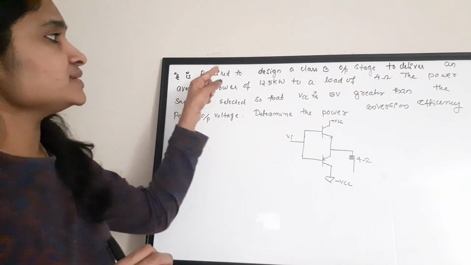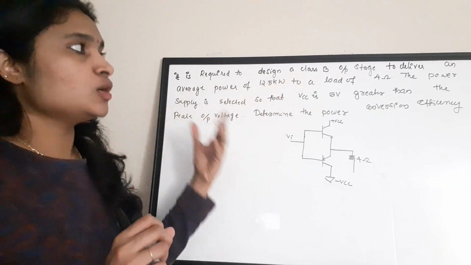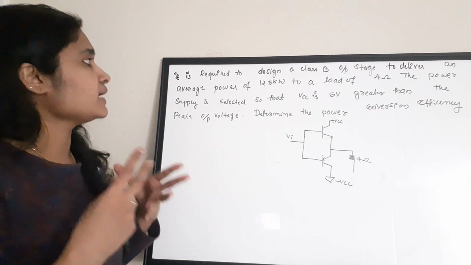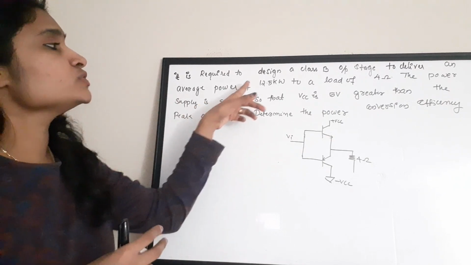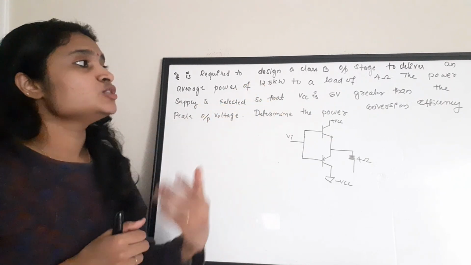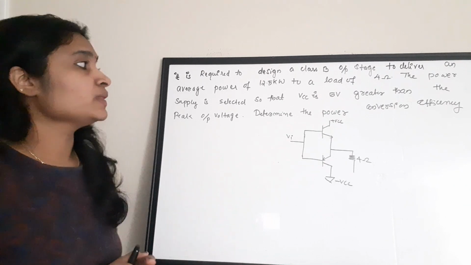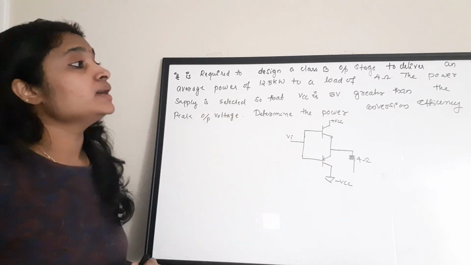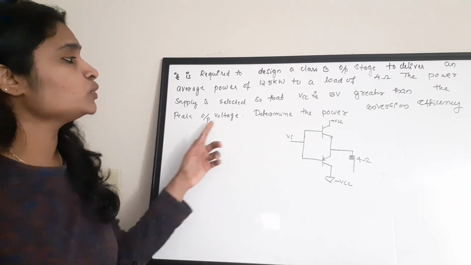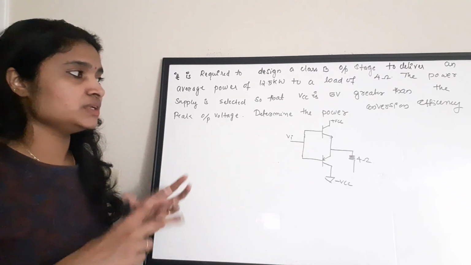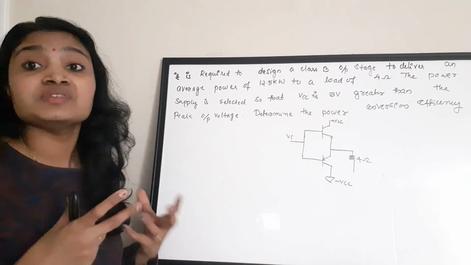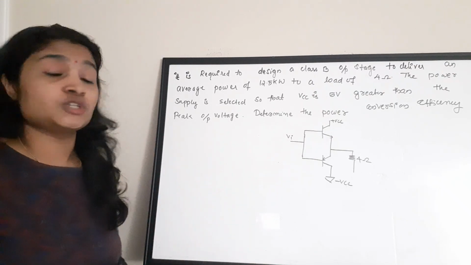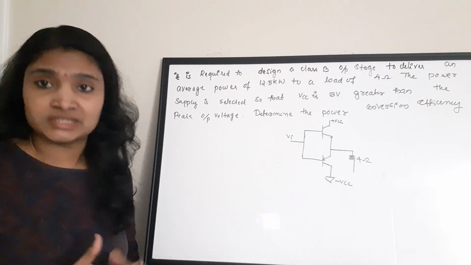It is required to design a class B output stage, that is, class B power amplifier output stage, to deliver an average power of 12.5 kilowatts to a load of 4 ohm. The power supply is selected so that VCC is 5 volt greater than the peak output voltage. Okay, so we need to actually select the VCC according to the output voltage. Determine the power conversion efficiency. We need to find the efficiency.